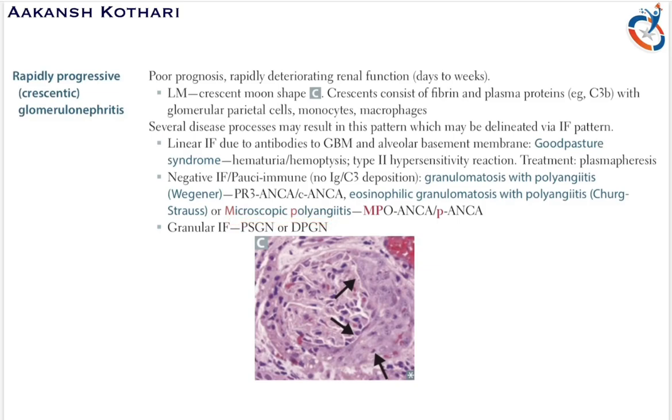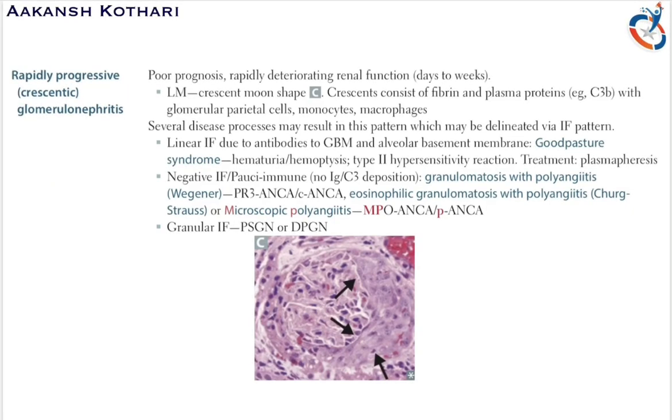Now, how are these presented? In Wegener's granulomatosis, we can see C-ANCA. What is C-ANCA? C-ANCA stands for cytoplasmic antineutrophil cytoplasmic antibodies. These are a type of autoantibodies which are produced by the body against one of its own proteins, and hence it is diffusely present in the cytoplasm. Now, if with negative immunofluorescence we see a C-ANCA or PR3-ANCA, it is Wegener's granulomatosis.